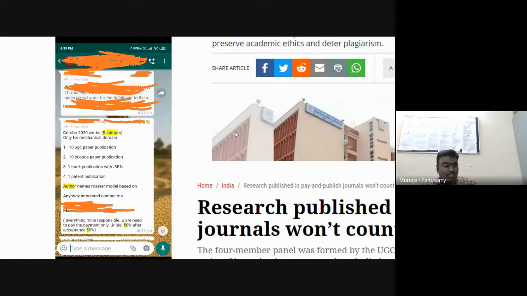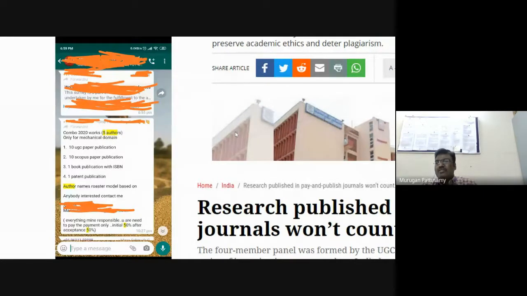Then another story: I don't want to name the university or the professor. Without his consent, one of the local publishing houses just listed him as the editor of a particular journal. He has a lot of credibility, in the sense that he has papers in any top 10 journal in the science domain in his area of research, you could find one or two papers. That is the credibility of that particular person.